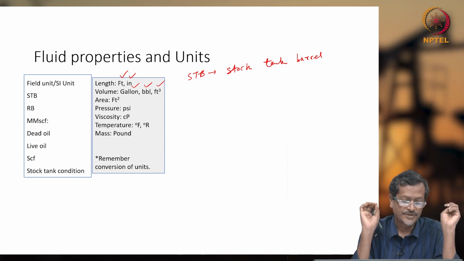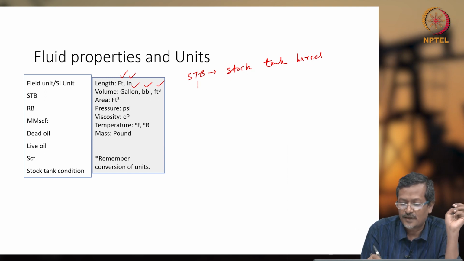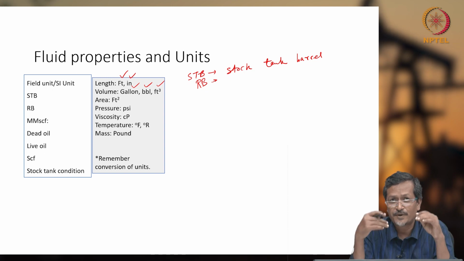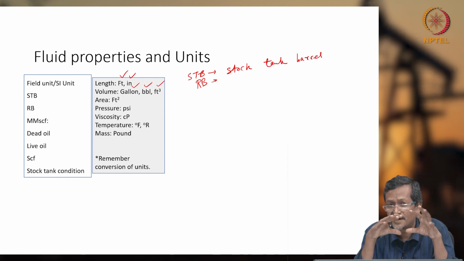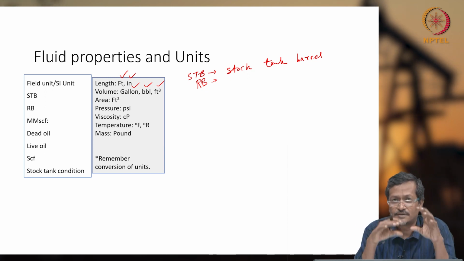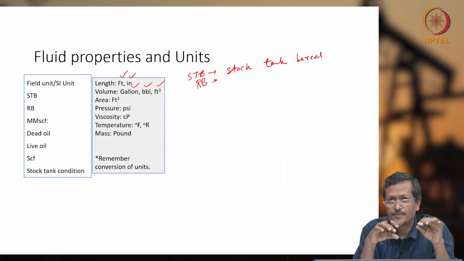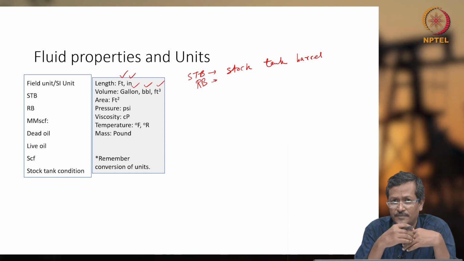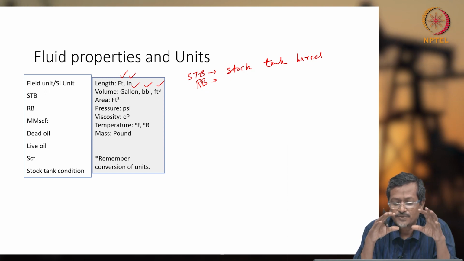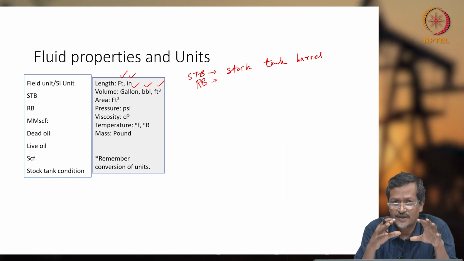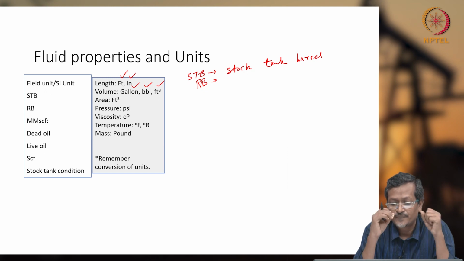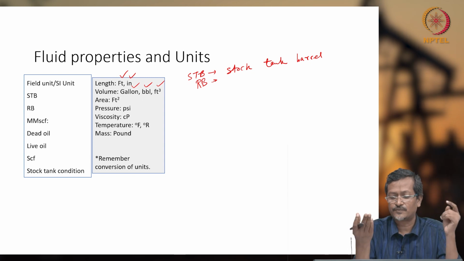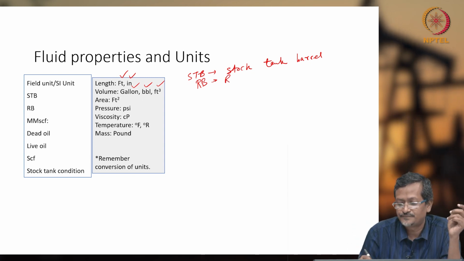Okay, now RB. Sometimes we use the term RB. RB means reservoir barrel. Reservoir barrel means the condition prevailing in the reservoir. In the reservoir, temperature may be 100 degrees centigrade and pressure may be 5000 psi. If that much pressure is prevailing, that is called reservoir condition. And if you are taking 1 barrel of oil under reservoir condition, that will be called a reservoir barrel.